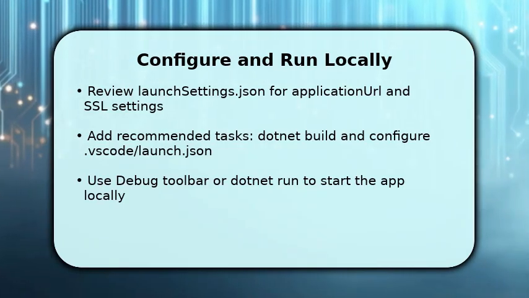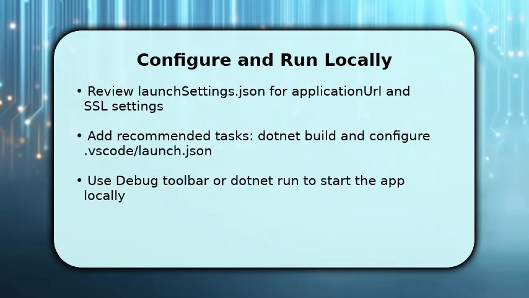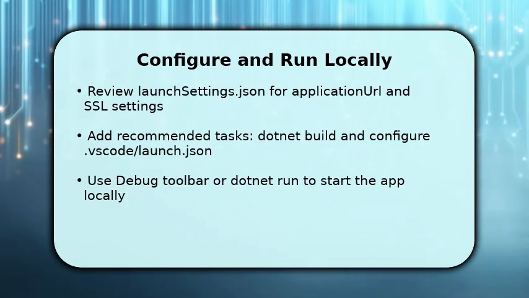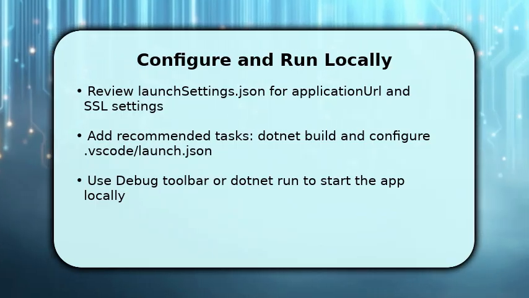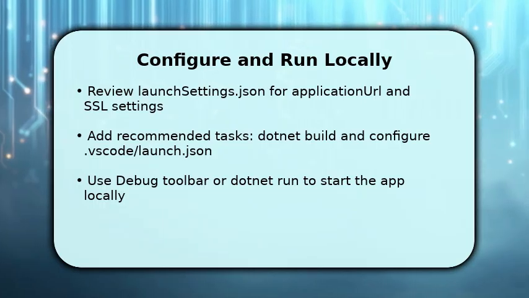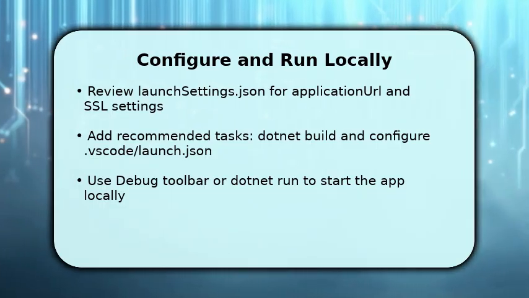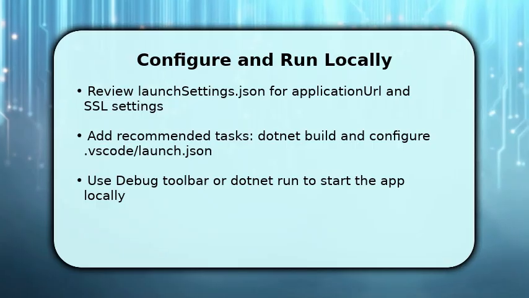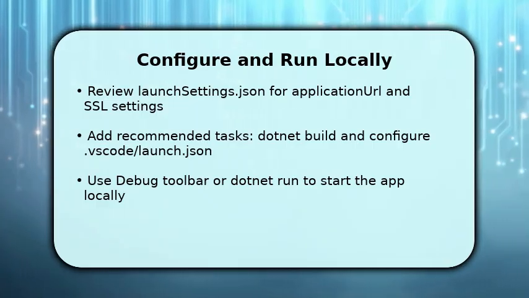If launch.json isn't created, let the C# extension add it or create a .NET Core launch configuration that runs the project and attaches the debugger. Build first with dotnet build to catch compile issues. Once clean, start via the debug toolbar or dotnet run in the integrated terminal.